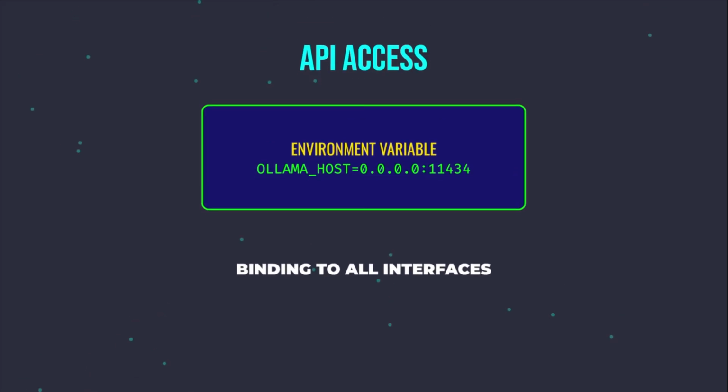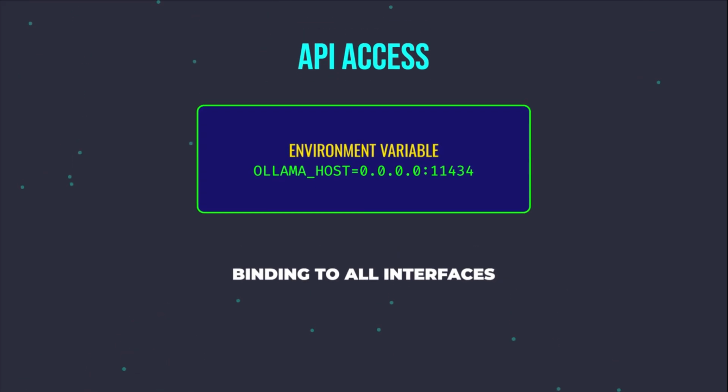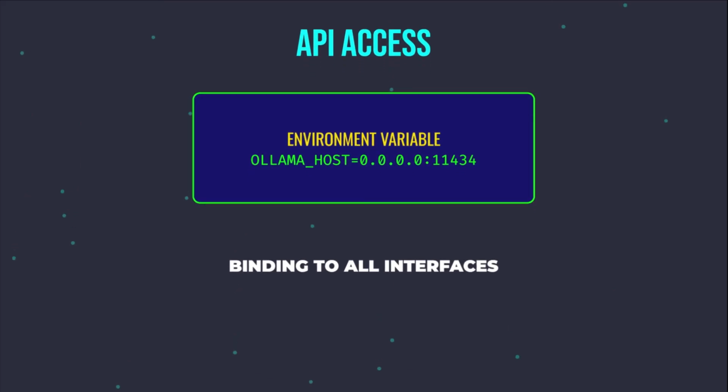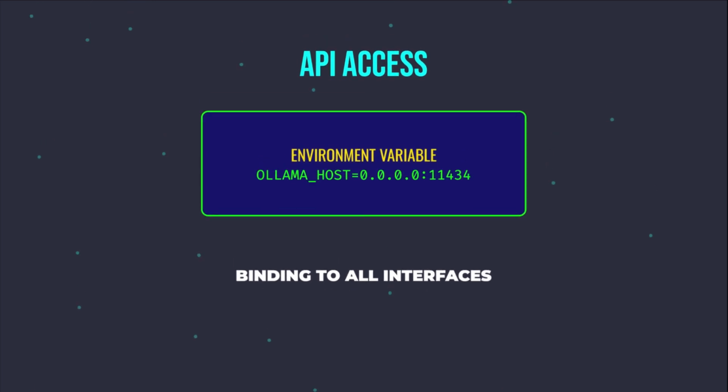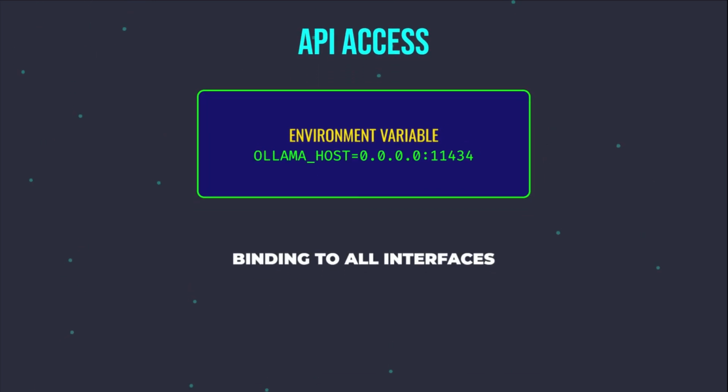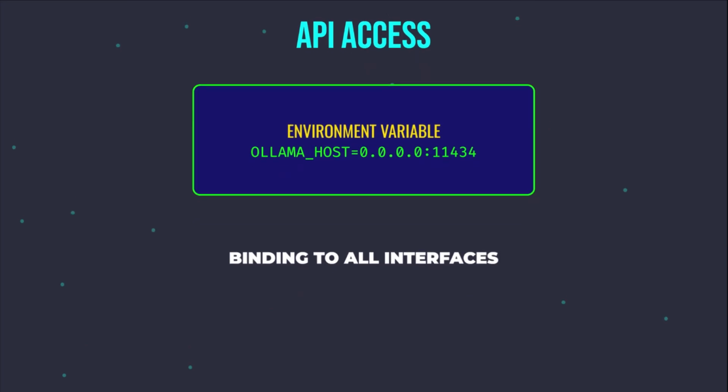Verify accessibility by executing a simple curl request against the generate endpoint. curl -X POST http://localhost:11434/api/generate. A successful response confirms the endpoint is active and ready to receive structured JSON payloads from your application layer.